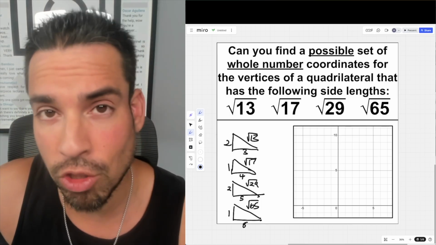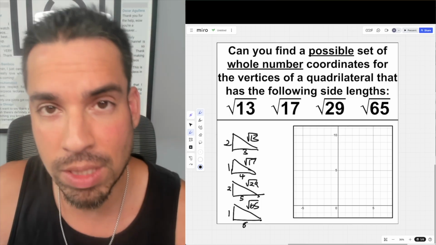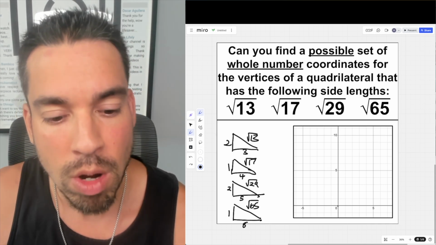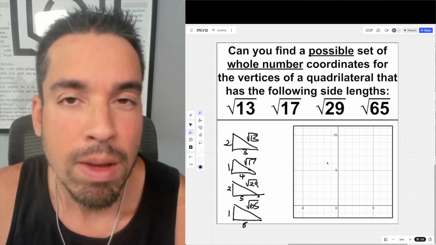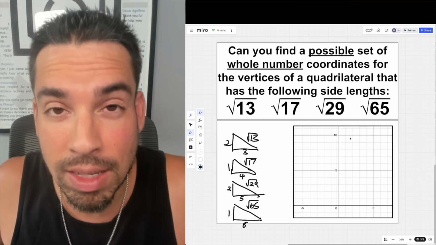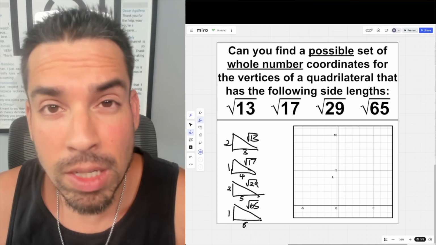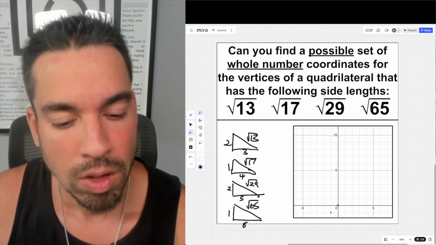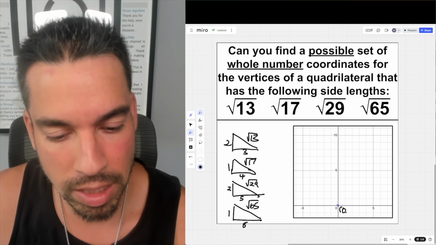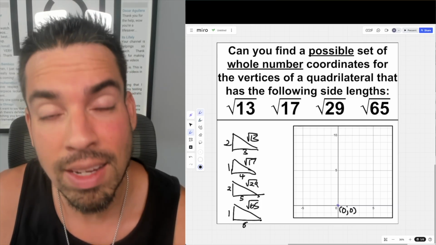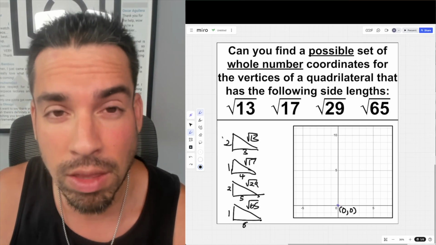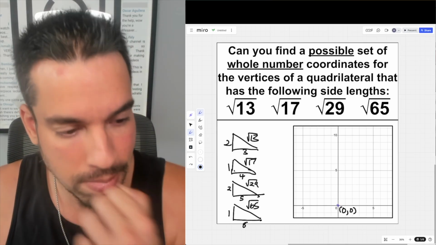Now I have a nice little layout of horizontal and vertical distances, and we can manipulate the triangles any way we want. I just have to make sure that wherever we start, we end up back at that same beginning point to make a nice closed quadrilateral. What I'm going to do to make this easy is start at 0, 0. So my first coordinate will be here at 0, 0. Then to get to my next point, I'm going to use these side lengths.